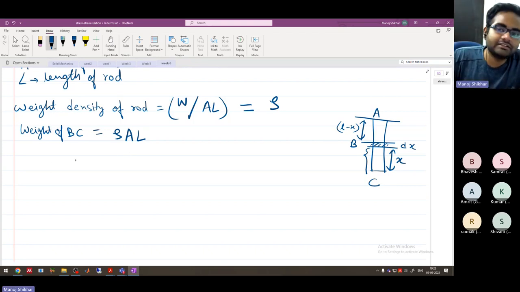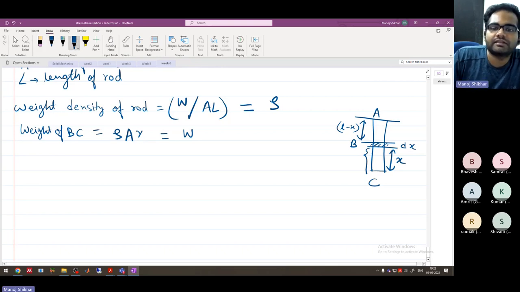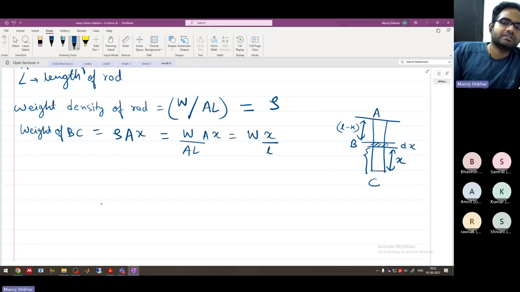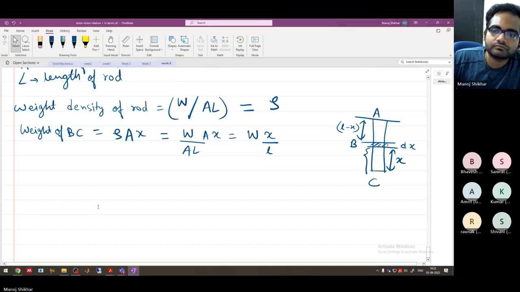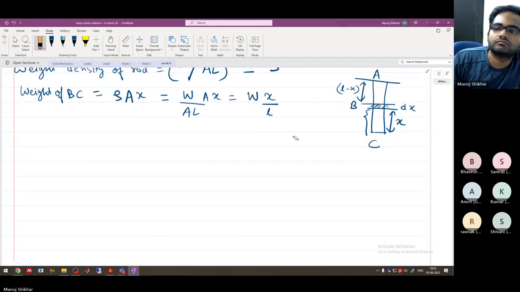Okay. So sorry, here it should be X, not L. Why did I write L? Here it will be X. So if we replace rho by W by AL, what we have is W into X by L. This is our weight of the hanging part, the BC part. And that weight will cause the elongation in this delta X.